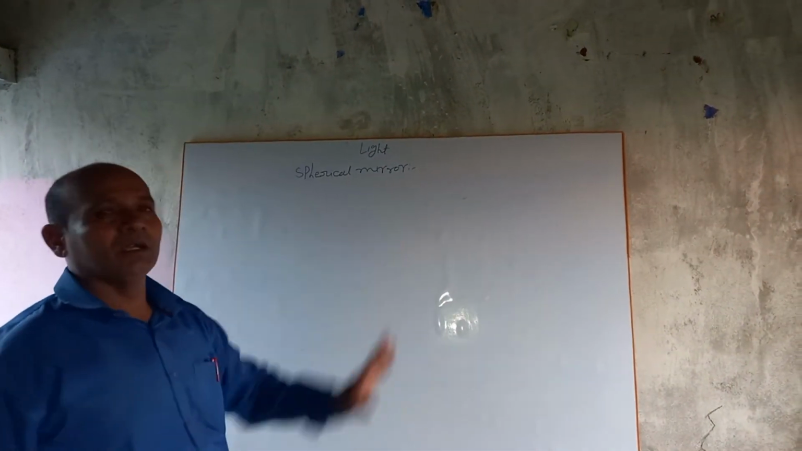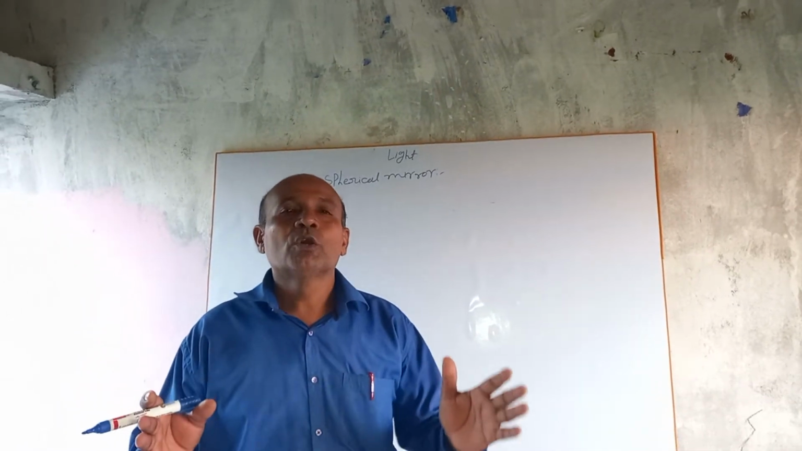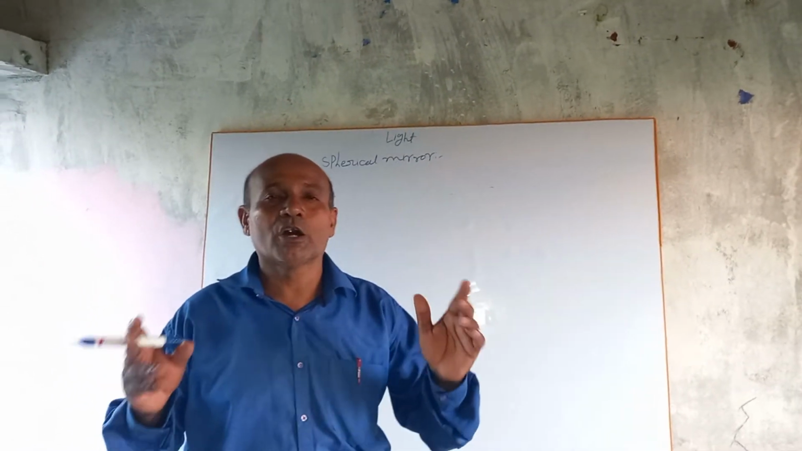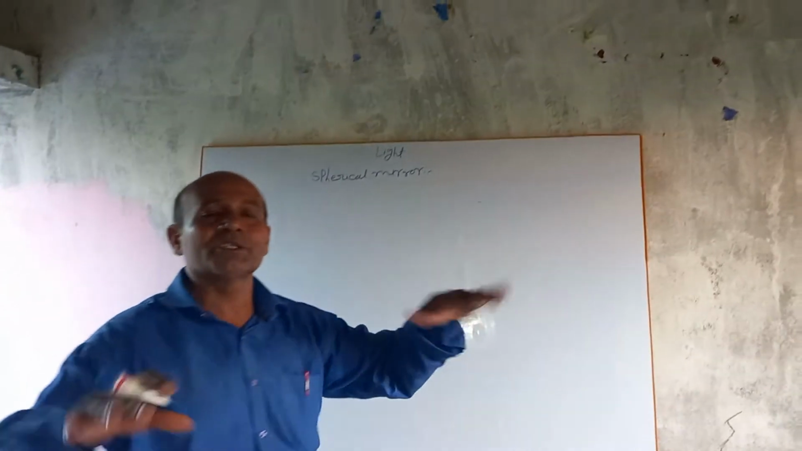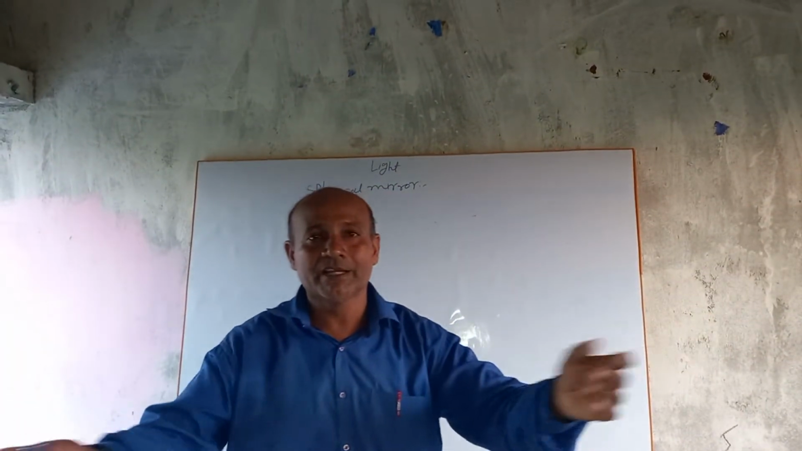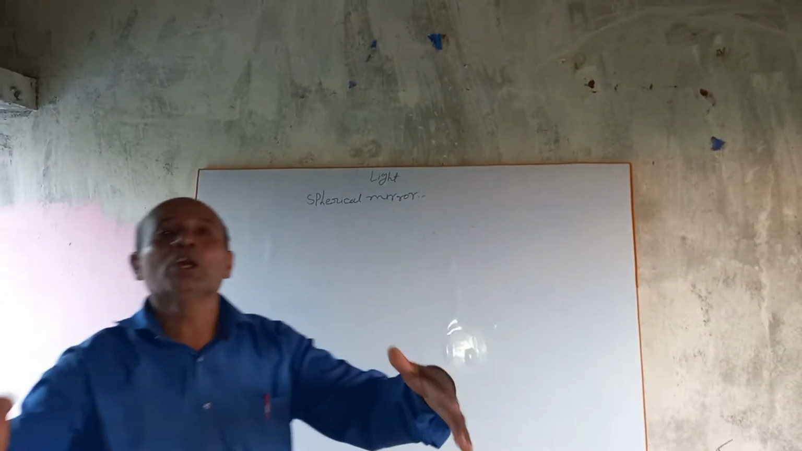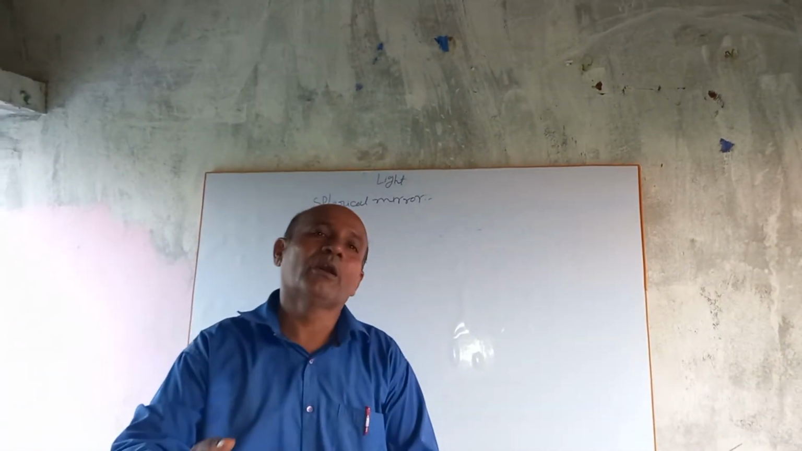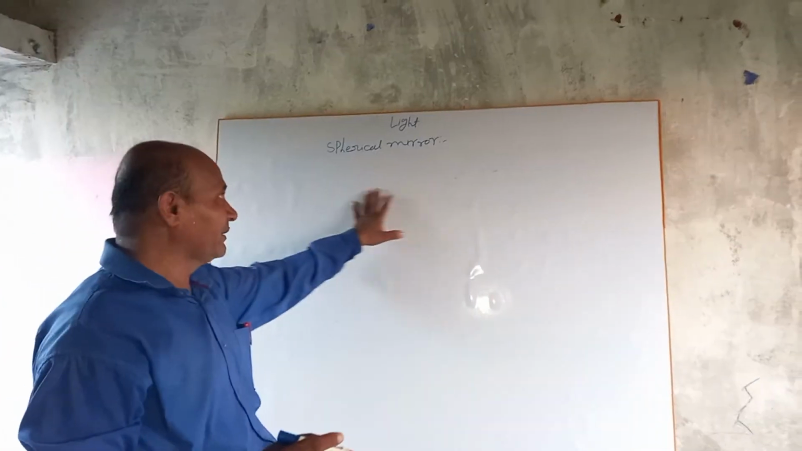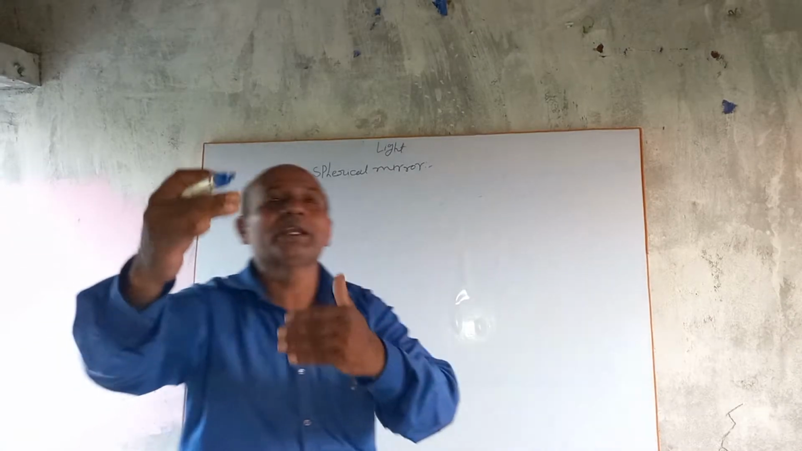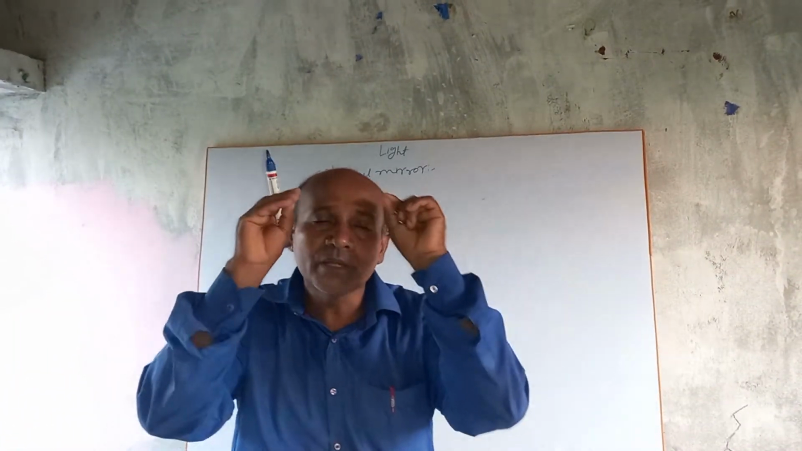Spherical mirror. What is a spherical mirror? That mirror which is a part of a hollow sphere of glass is called a spherical mirror.